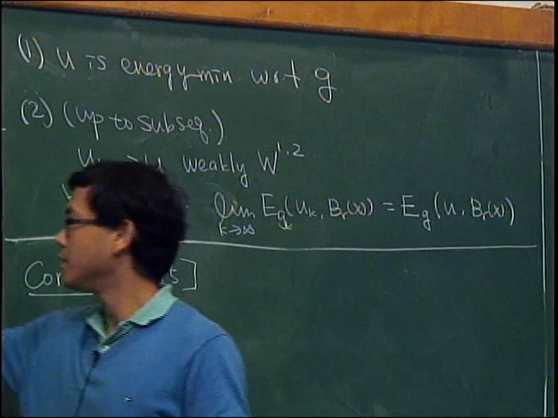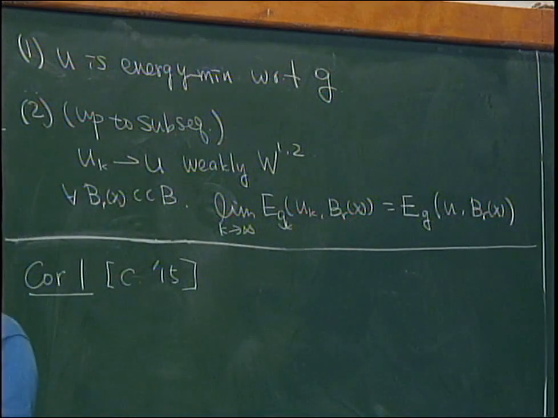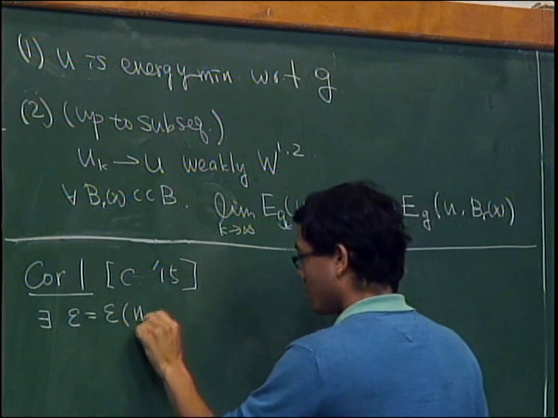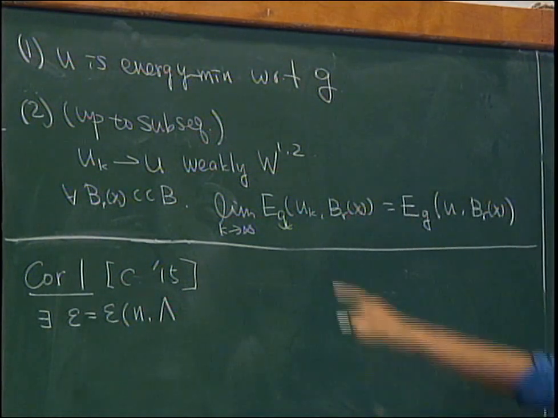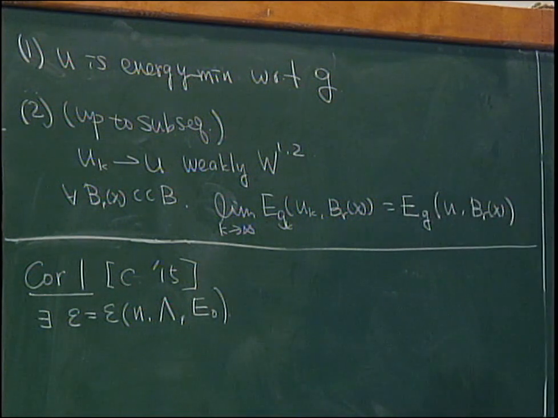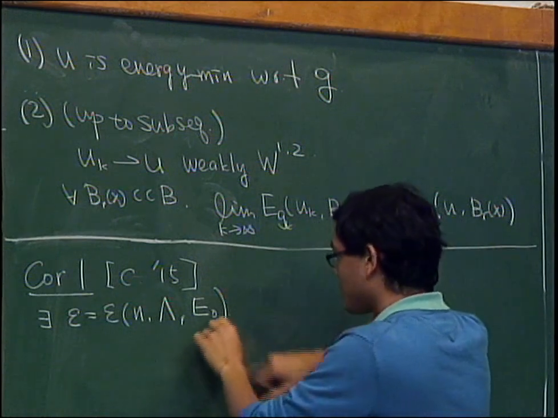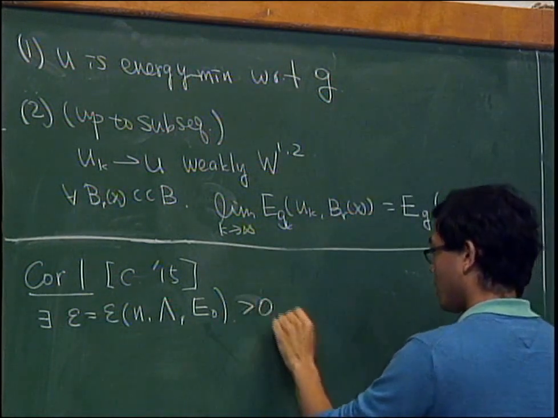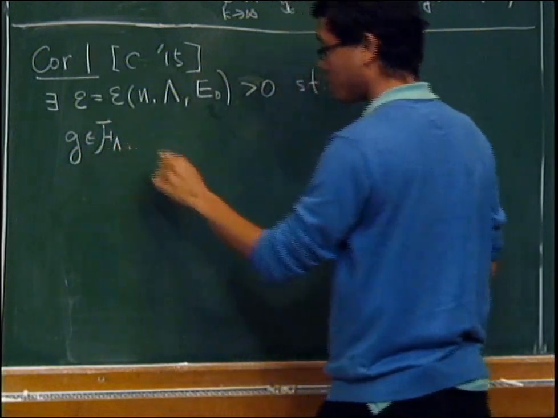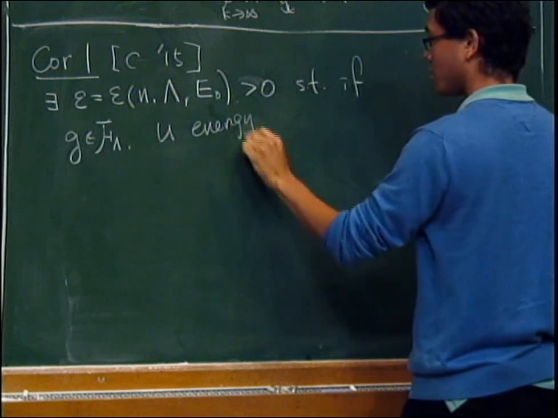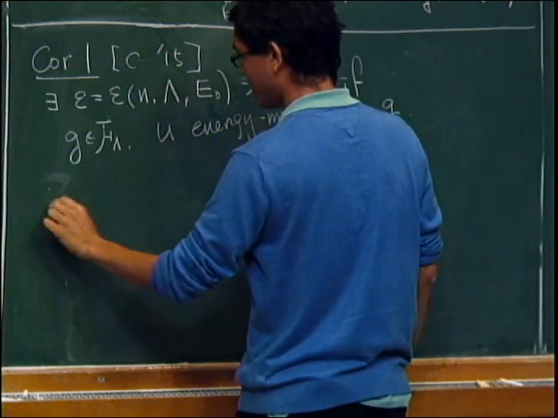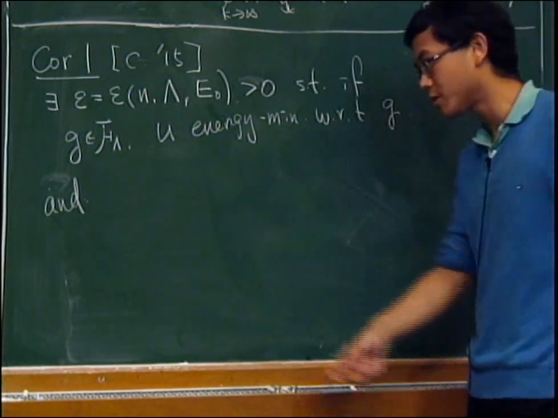So although we don't get a strong conclusion, we can manage to push this down a little bit. So there exists an epsilon depending on, again, the domain dimension and capital lambda involved in the definition of the class of metrics we consider. And then there is an additional parameter which I'll explain later. So there exists such a positive number such that if G is a metric in the class F sub lambda and u is energy minimizing with respect to G, then, and this last assumption is where this E0 appears.